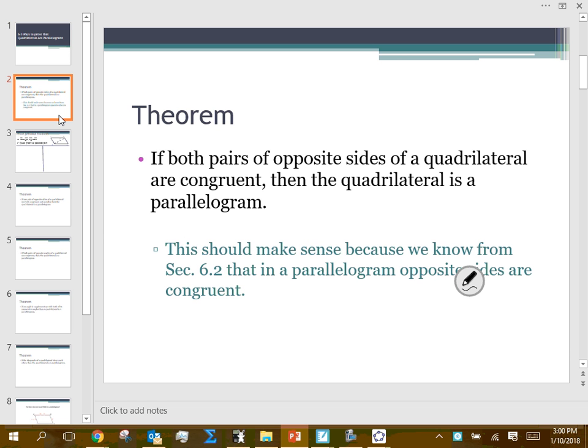One is the converse, and a lot of these are converse to what we learned yesterday. Yesterday I said if I have a parallelogram, the opposite sides are congruent, right? Both pairs of opposite sides. Here we flip the then of that statement. We say if both pairs of opposite sides of a quadrilateral are congruent, then the quadrilateral is a parallelogram. Both pairs of opposite sides are congruent, then the shape is a parallelogram.